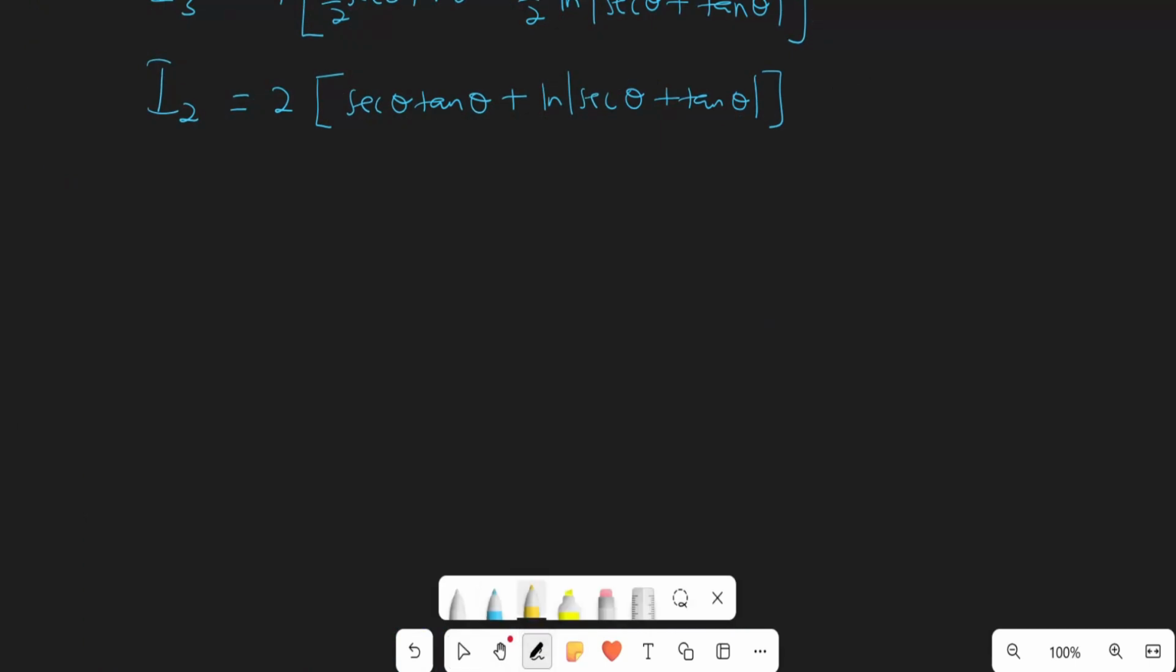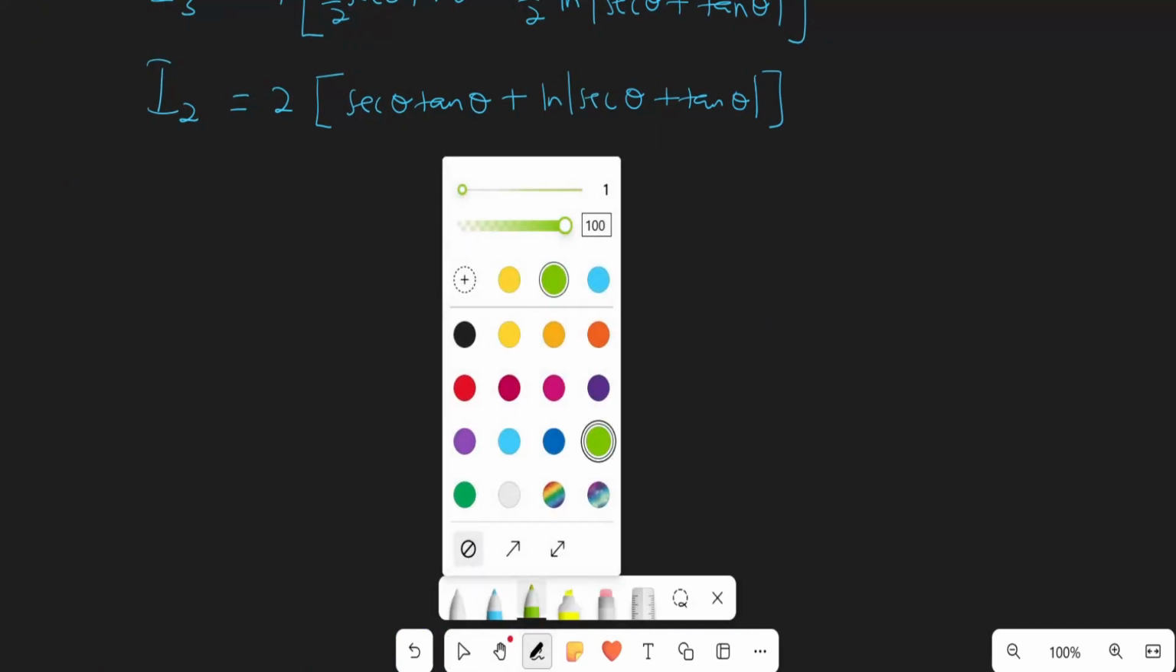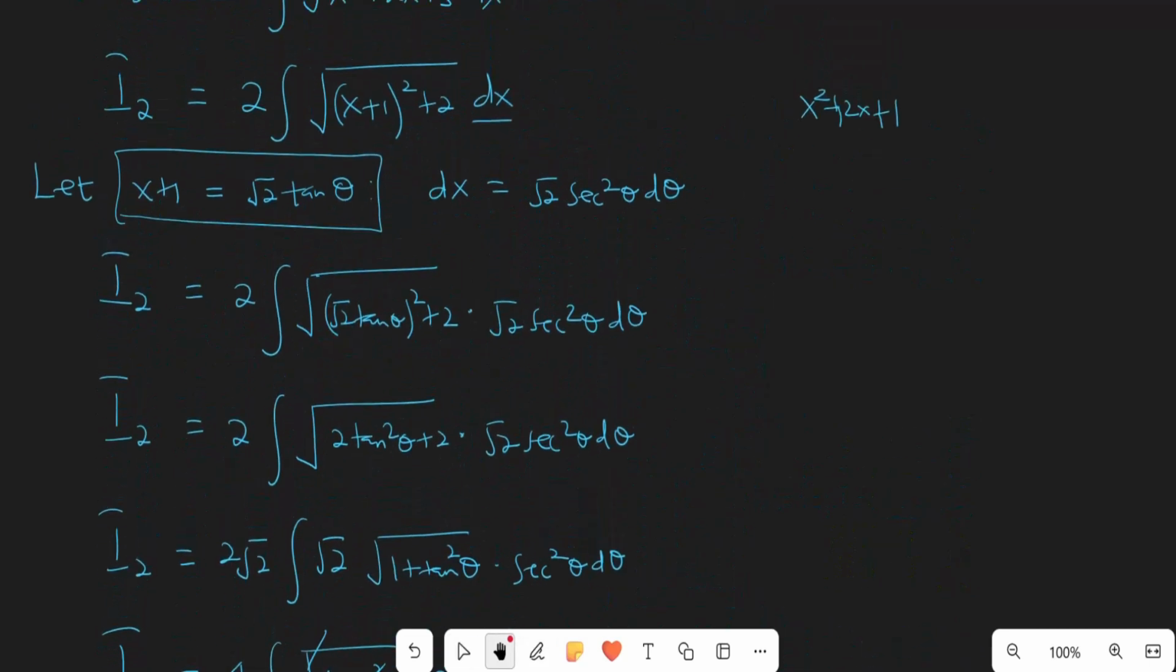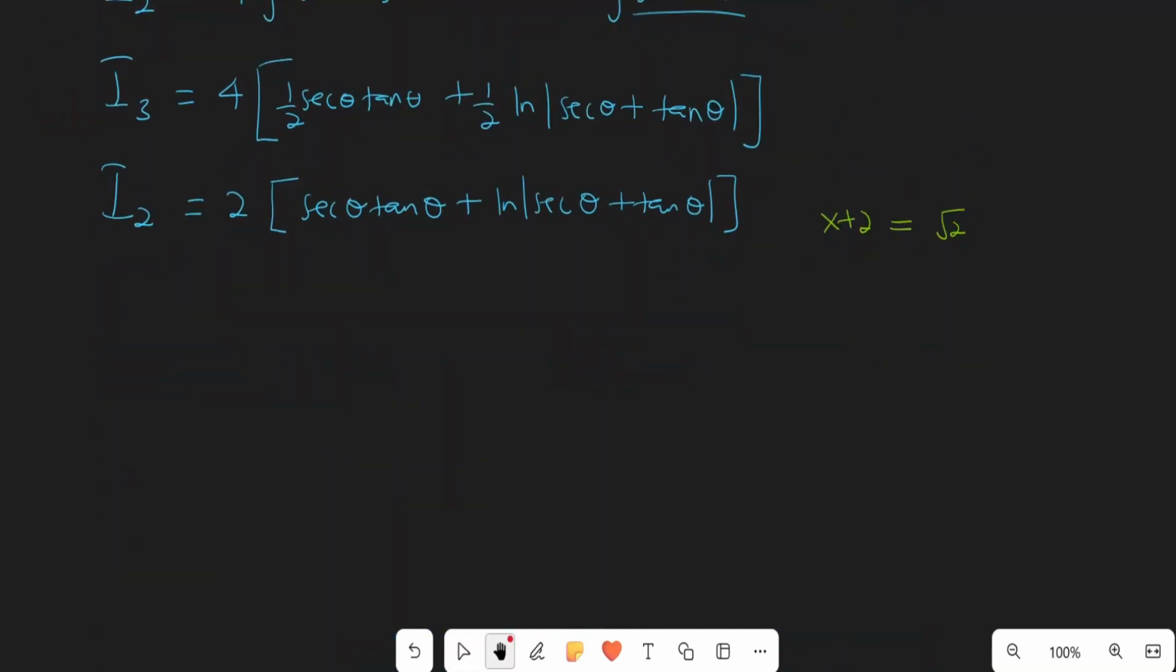I'm going to switch pens here and deal with that. So our substitution, we let x plus 2 to be equal to square root of 2... I beg your pardon, it's x plus 1. Sorry about that. So x plus 1 is equal to the square root of 2 tangent of theta. That implies that the tangent of theta is equal to x plus 1 all over the square root of 2.